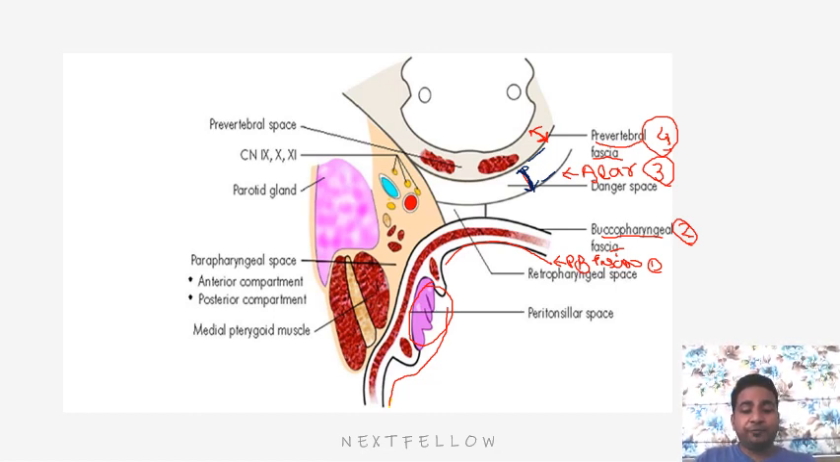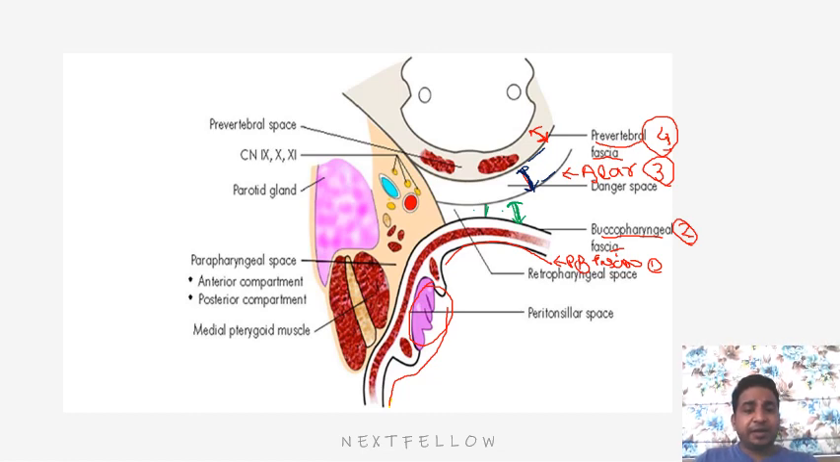Now the retropharyngeal space. The retropharyngeal space is the space between the buccopharyngeal fascia and the alar fascia. So this is my retropharyngeal space shown in the green color. As you can see, this retropharyngeal space is divided by a septum into two parts. So these both spaces are known as the space of Gillette. Everything is written, you don't have to write.